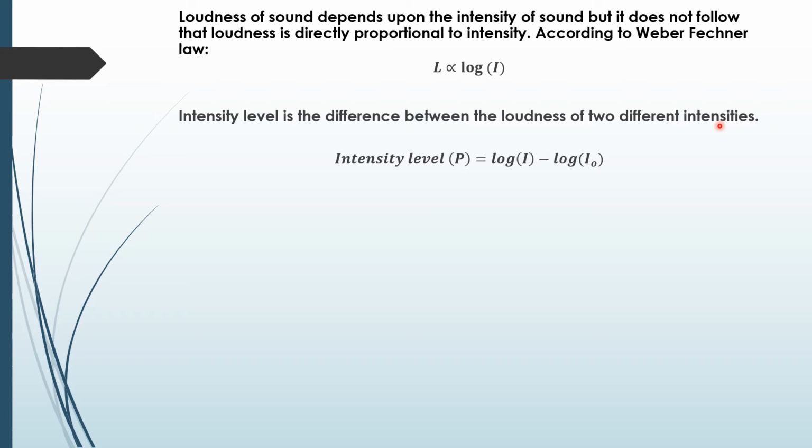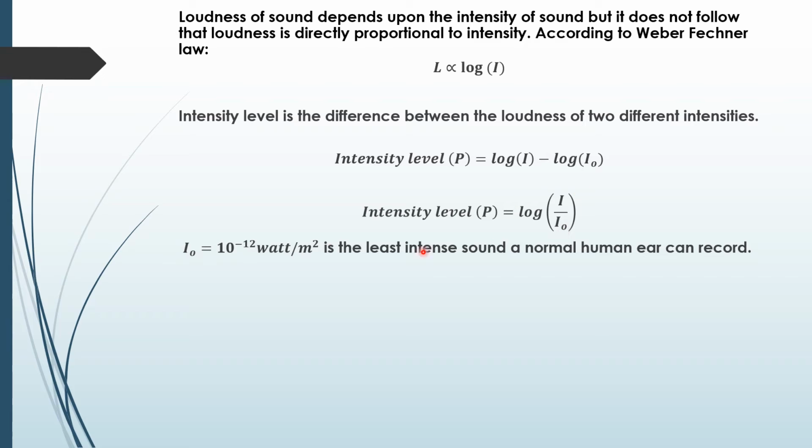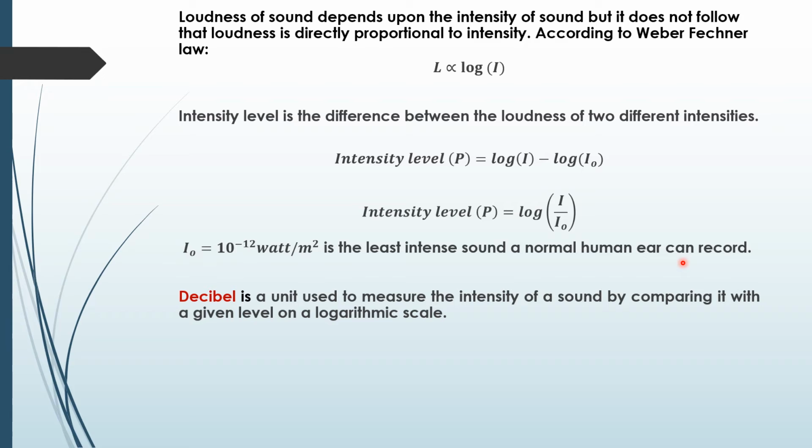So if we have I and I naught intensities, then intensity level is equal to log of I minus log of I naught, or we know that log of A minus log of B is equal to log A upon B, so intensity level is equal to log I upon I naught, where I naught is equal to 10 raised to the power minus 12 watt per meter square, and it is the least intense sound that a normal human ear can record. Now if you talk about few units, decibel is a unit used to measure the intensity of a sound by comparing it with a given level on a logarithm scale.